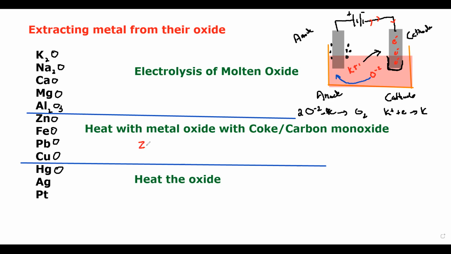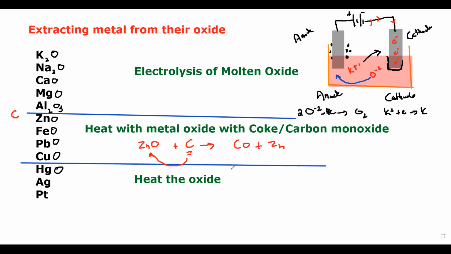For example, zinc oxide is there, because the position of carbon in the reactivity series is between aluminum and zinc. So when we add carbon, as carbon is more reactive, it will displace the zinc, and as a result it will produce carbon monoxide and zinc metal. Because the carbon is more reactive, it can displace the less reactive metal. That's why it will form carbon monoxide and zinc.